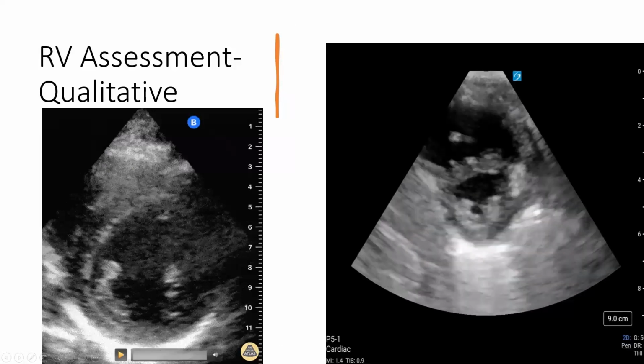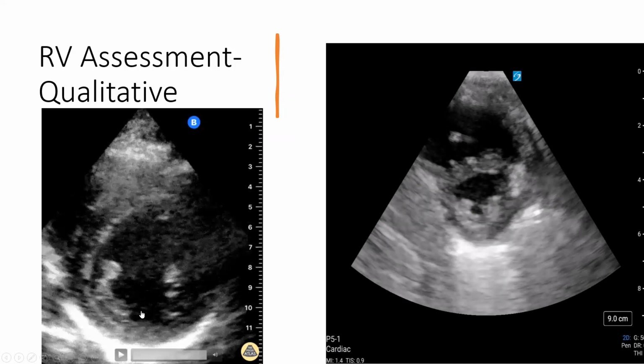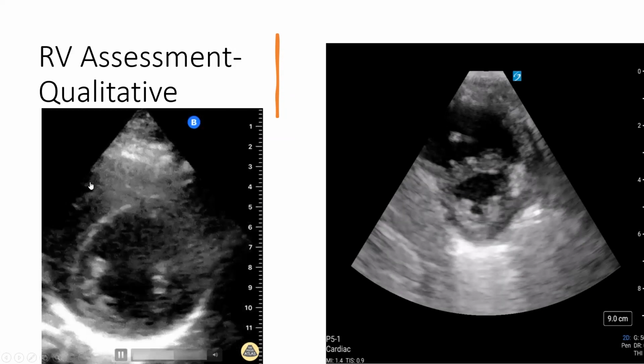More qualitative assessment. This is a parasternal short axis. So from our parasternal long, we would rotate the probe 90 degrees clockwise, now with the probe marker pointing roughly at the left shoulder. So the image on the left is what we expect in normal right ventricular conditions. This chamber is the left ventricle. This chamber is the right ventricle.